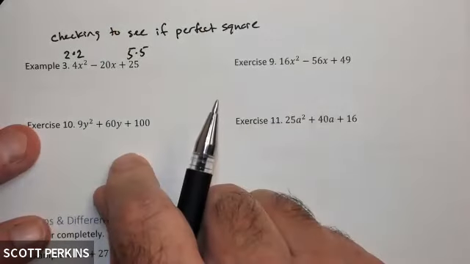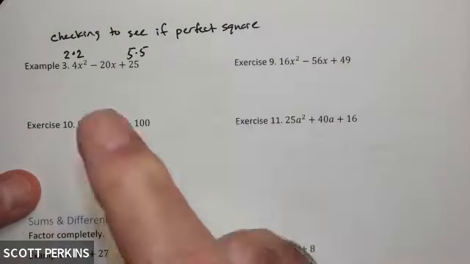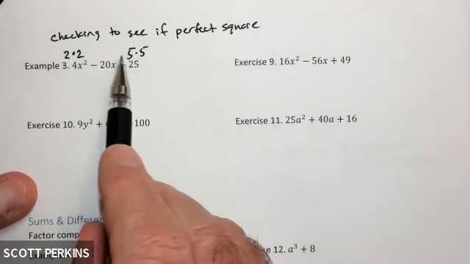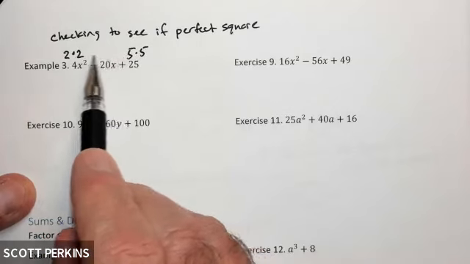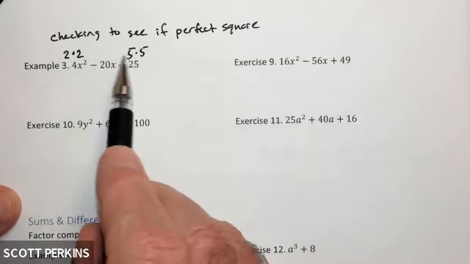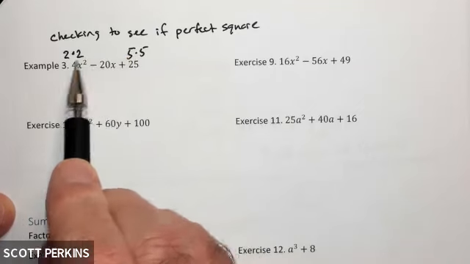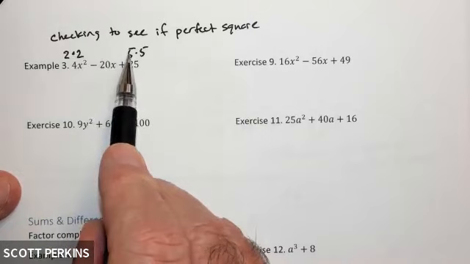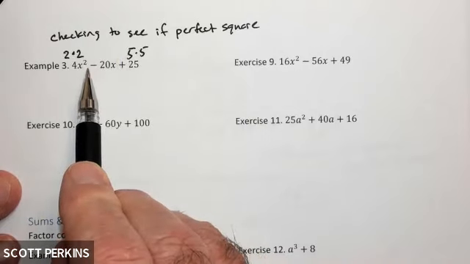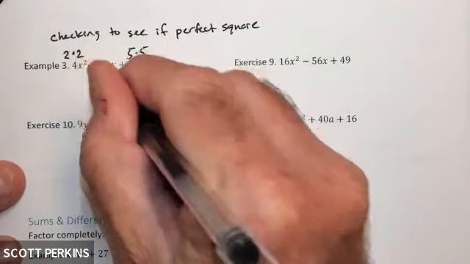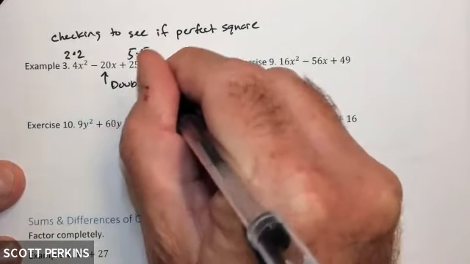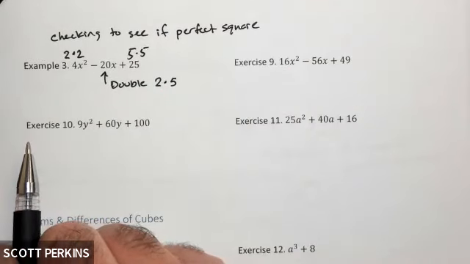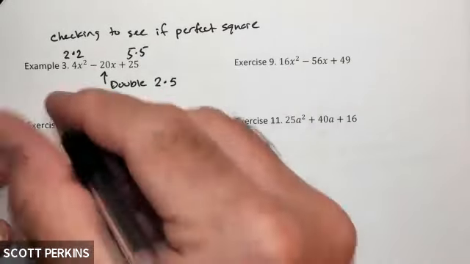So here's the check to see if it's a perfect square. I'm going to take the 2 and I'm going to take the 5. What's 2 times 5? 10. If the number in the middle is double what we just got, it's a perfect square. If the number in the middle is not double, then you've got to go and do the other method. No choice. 2 times 5 is 10. Is the number in the middle double that? Yes. So this is double 2 times 5. So it's a perfect square. When you notice that, that's good news. We can rejoice.